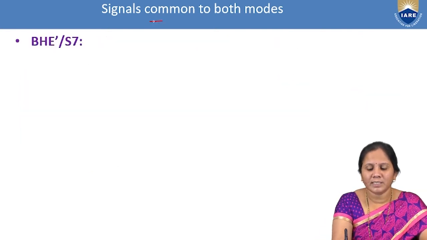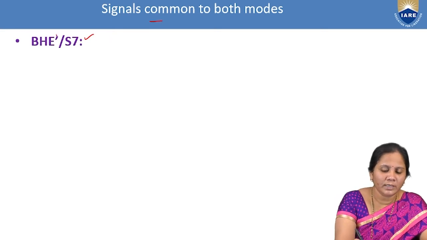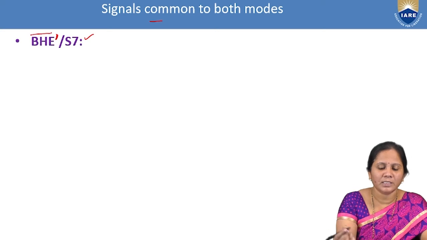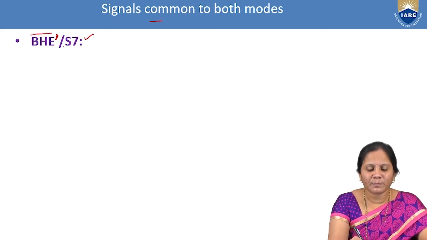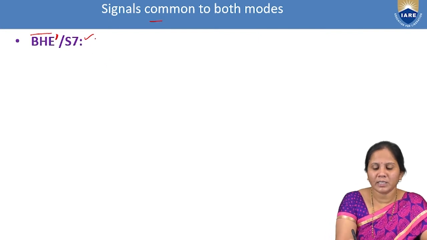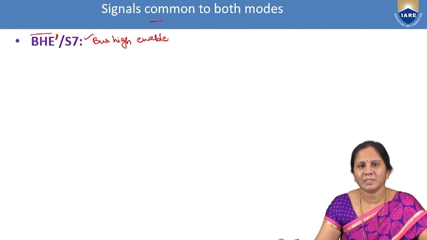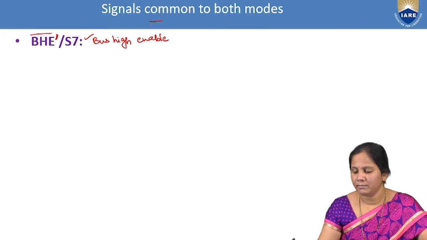The next common signal is BHE bar by S7. Here it is indicated like that, or it can also be indicated as BHE bar. This BHE bar is an active low signal. BHE bar stands for bus high enable. And this S7 represents the status line.